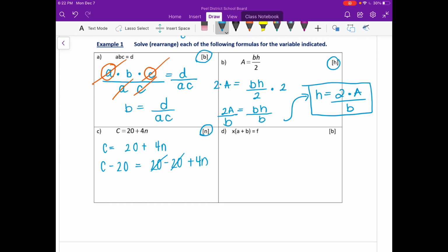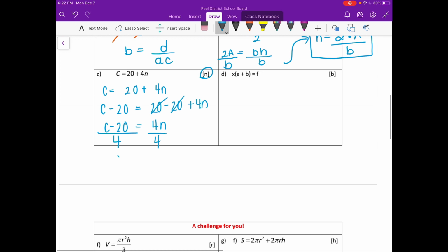C minus 20 will leave equals 4n. And I want to get the n by itself, so I'm going to get rid of the 4, same way you would regularly. And you're going to be left with c minus 20 over 4 equals n. And you can't solve this anymore because you don't know what c is, right? So it's just a way for us to get everything where we need it to, depending on what we need to solve.